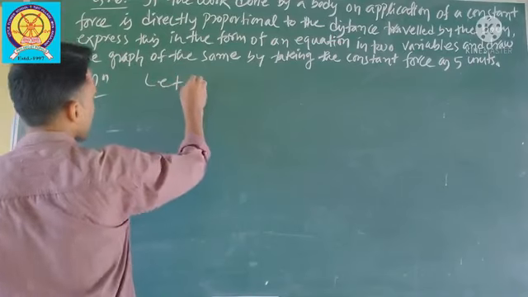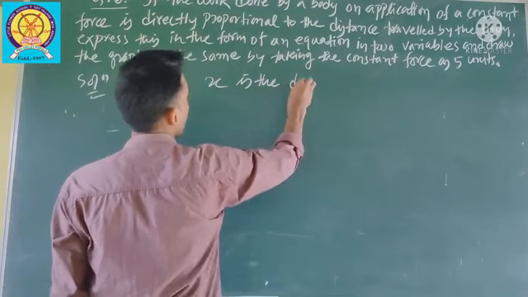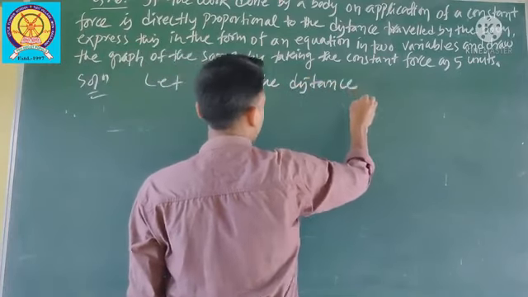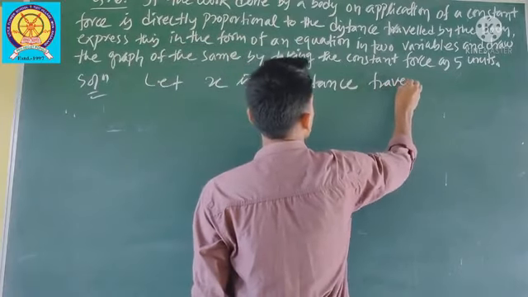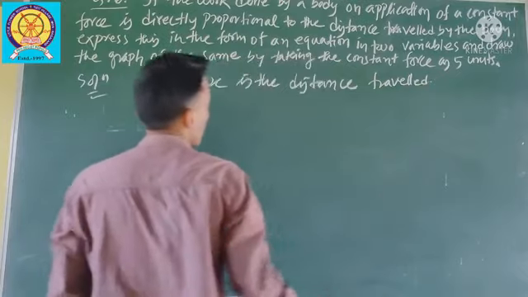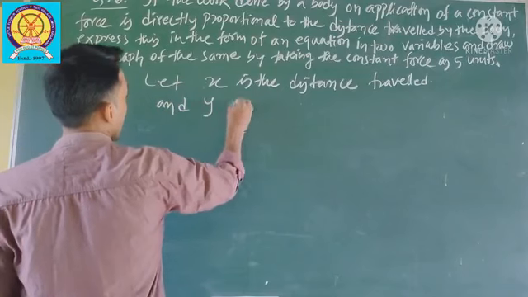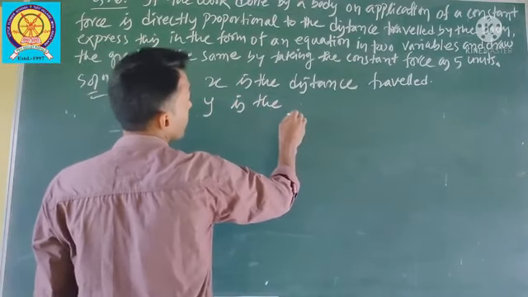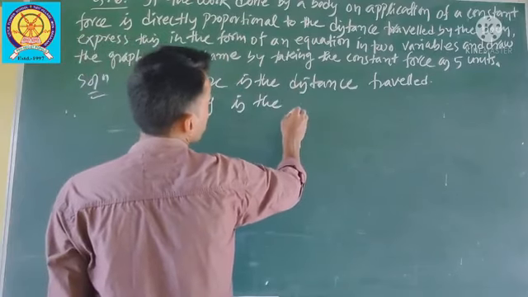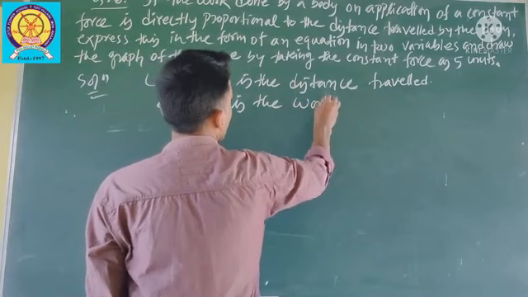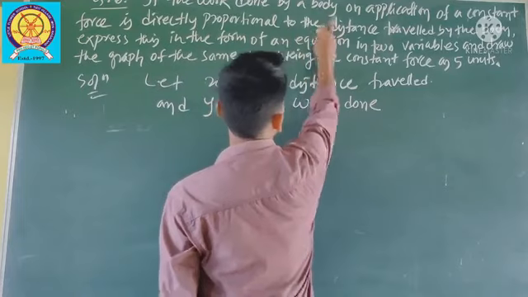So let X be the distance traveled, and Y is the work done by the body.